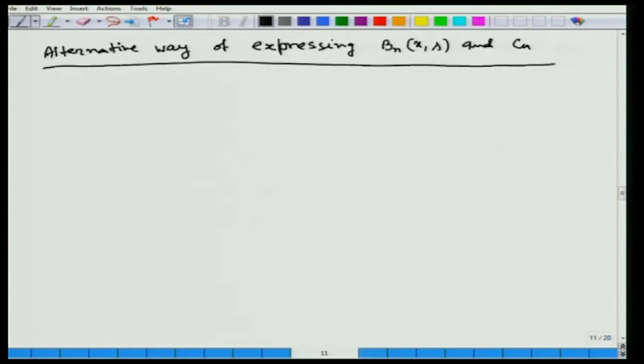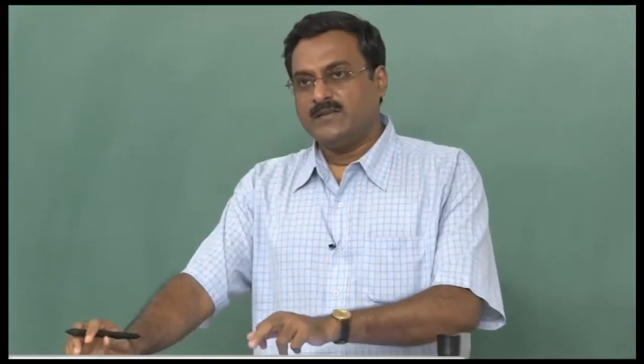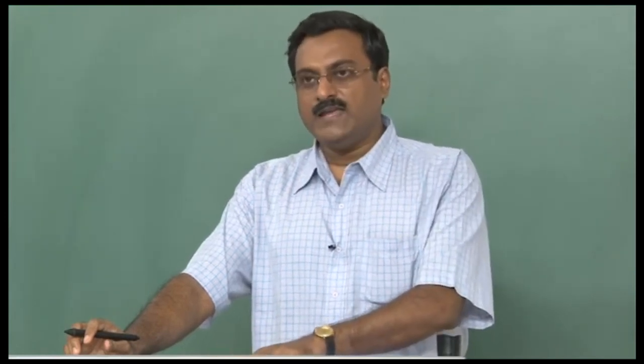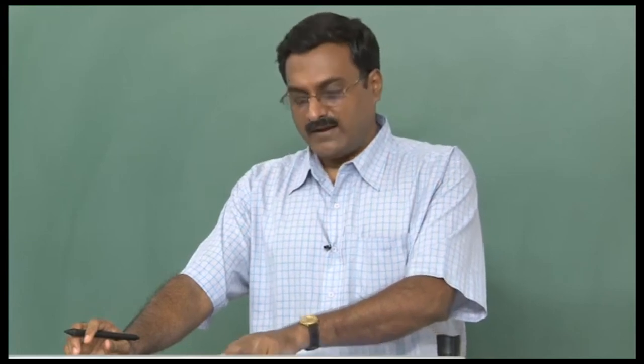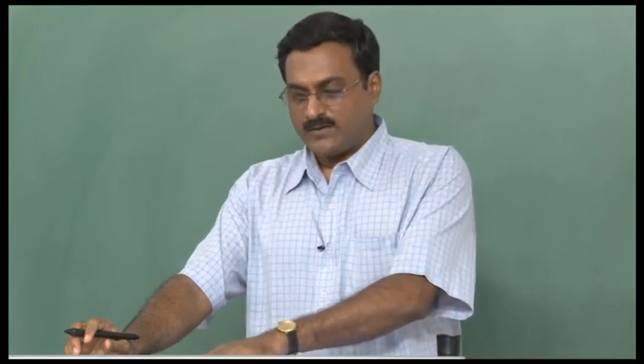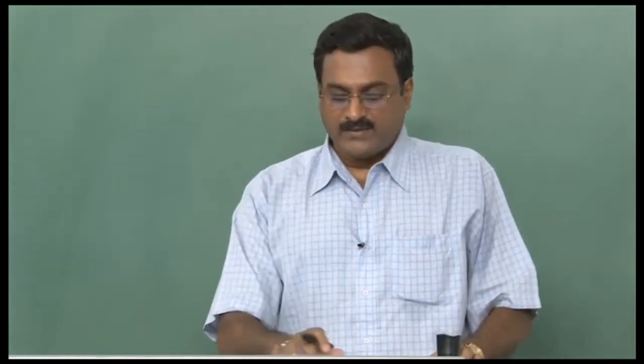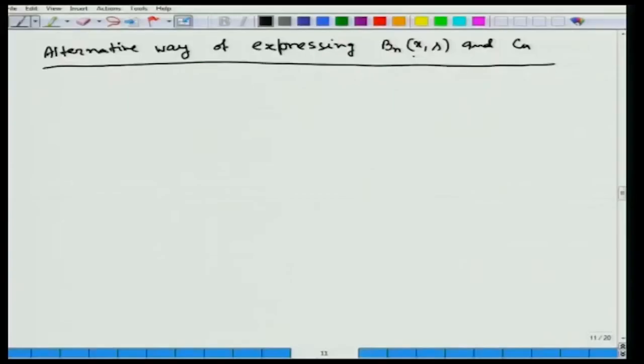Here, this alternative way is important because in the earlier method you have observed that the calculation of B_n(x, s) depends upon the value of C_n and the expression for B_{n-1}(x, s), and the evaluation of C_n was related to the expression for B_{n-1}(x, s). Now, in this alternative approach, we do not need the expressions for B_{n-1} in order to calculate C_n, and the value of C_n and the expression for B_{n-1} in order to evaluate B_n(x, s).